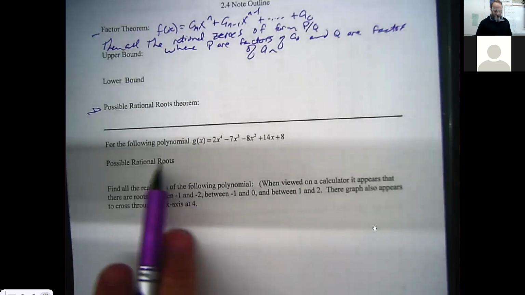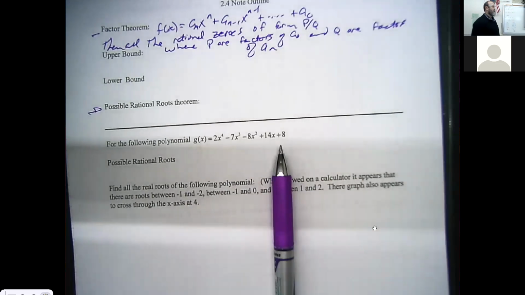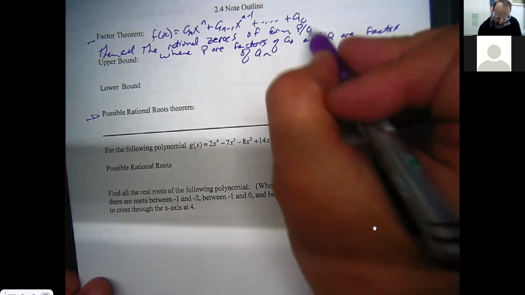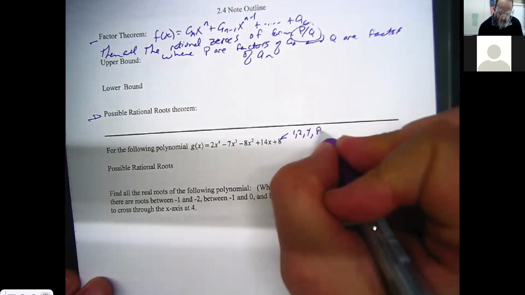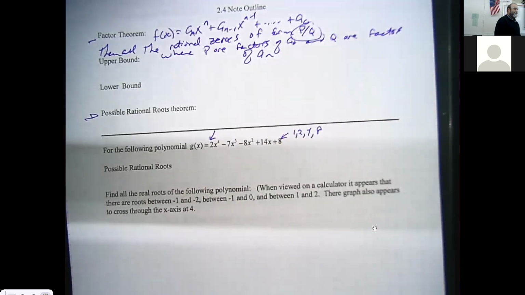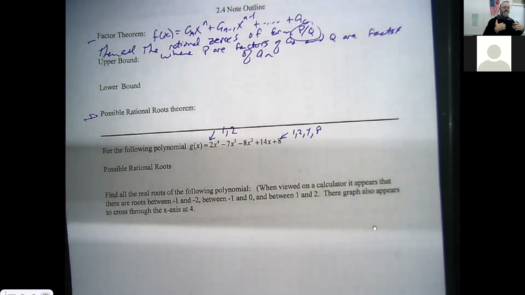So if we're going to look at this thing and try to figure that out, what are the numbers, everybody, that can go into the number 8? What are they? 1, 2, 4, 8. Okay, so notice it says P over Q. So I'm going to look at these. These are what I call P. They're 1, 2, 4, and 8. What are the numbers that go into that front number? 1 and 2. Now, what I haven't really mentioned is those could be positive or they could be negative numbers. So that's kind of a long list.